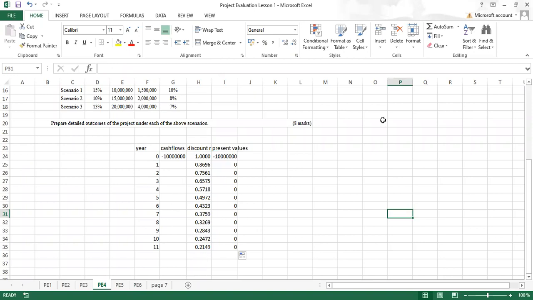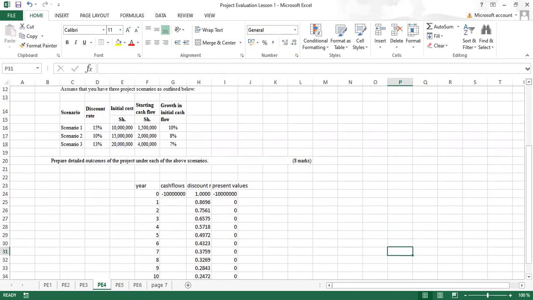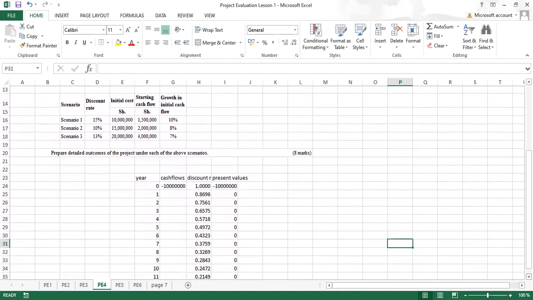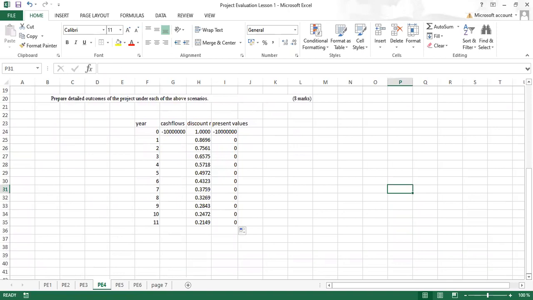And the question is very simple. It has asked that if the discount rate is 15%, calculate the minimum value of X that should attract the investor. So an investment must be positive. We'll look for, if the values are positive, so we'll take it as a 0. So if it's at a 0, the investor will take it.